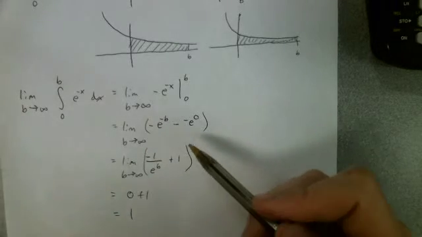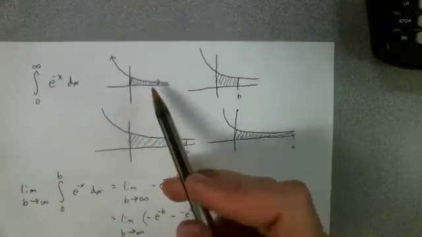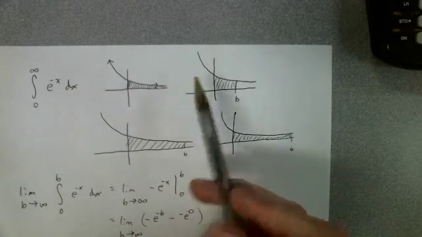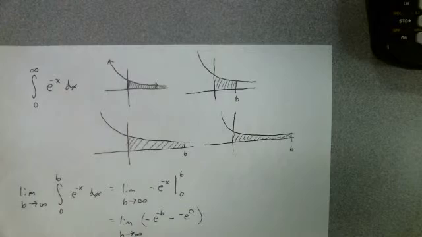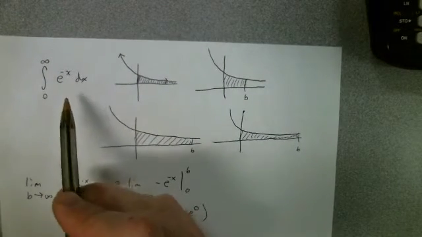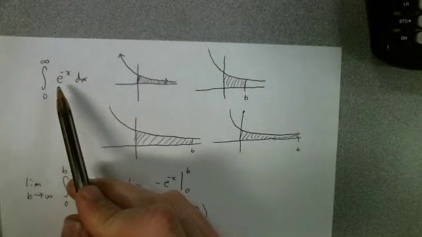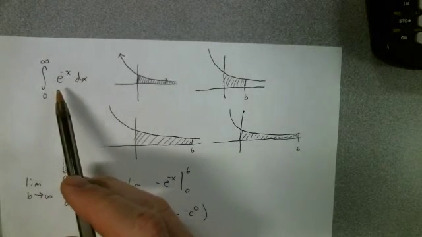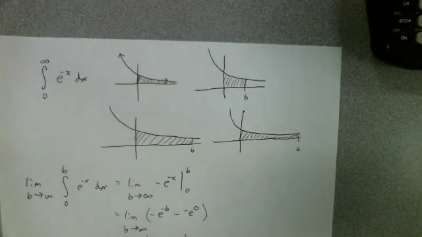So it turns out we did get a finite number. This whole area under the curve is 1. So we say this integral is convergent. If an integral is convergent, that means that when you take the integral, you get a finite number.